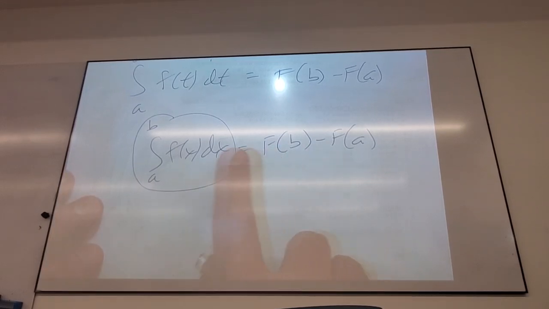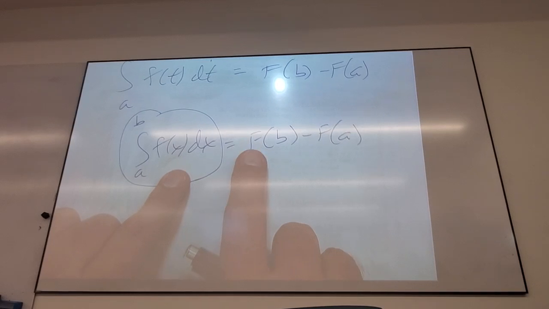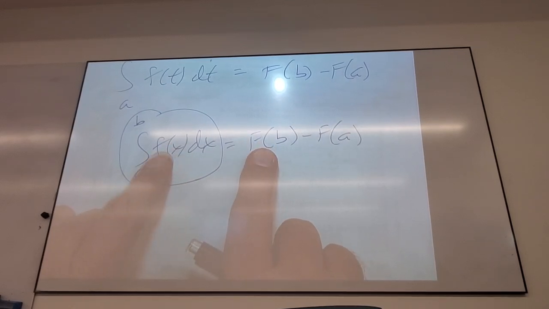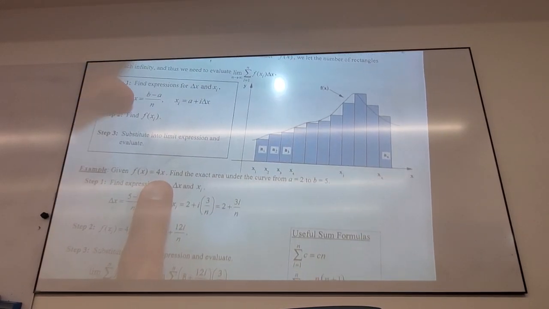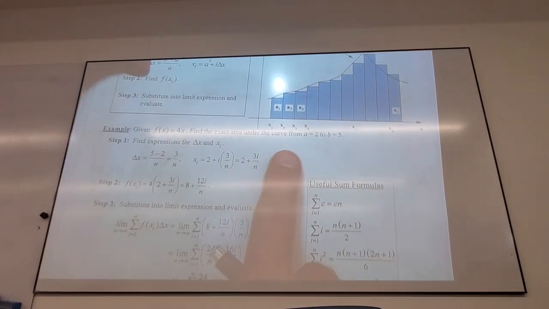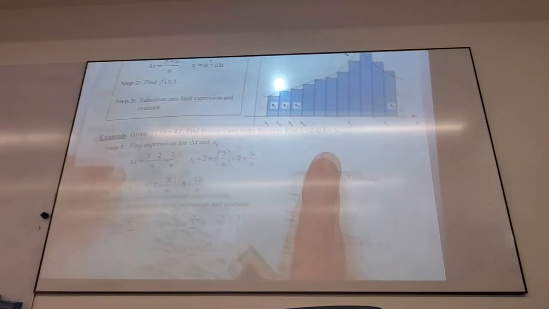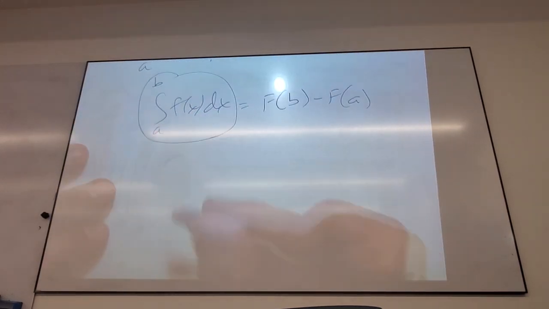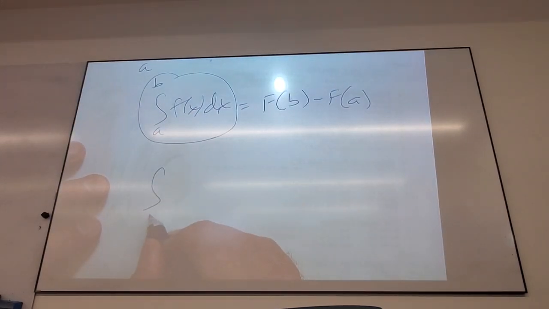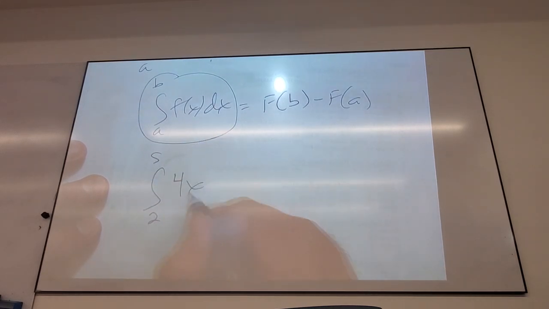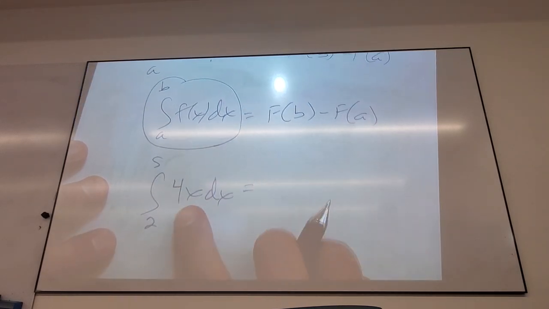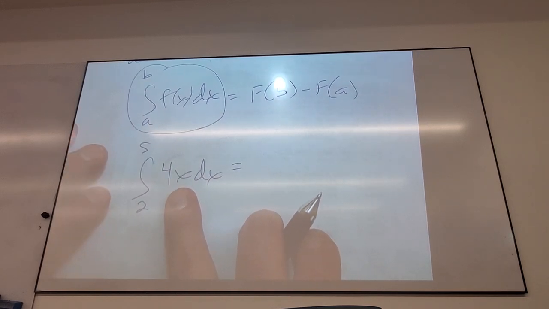How does this function relate to this function? It's the antiderivative. So let's see. Look at this one. You ready? This problem here, and I wanted to know the area from 2 to 5. What would that look like here? That would be the integral from 2 to 5 of 4x dx. What is the antiderivative of 4x?